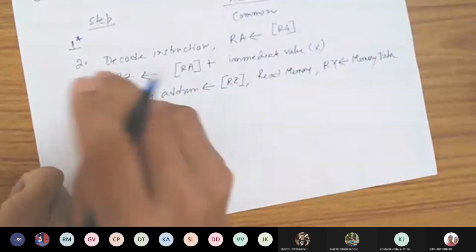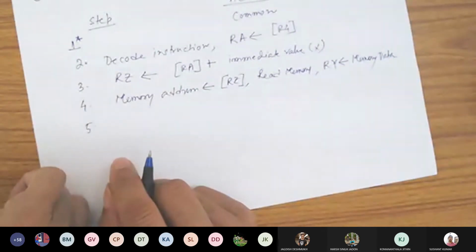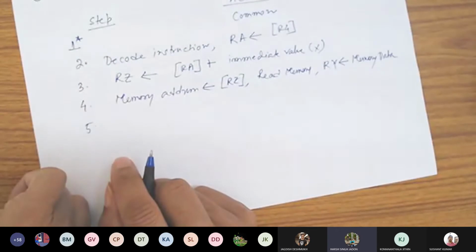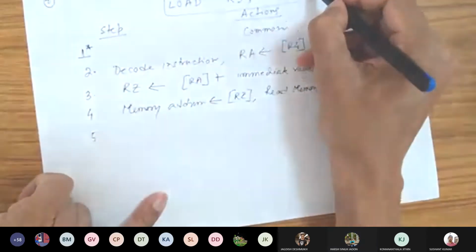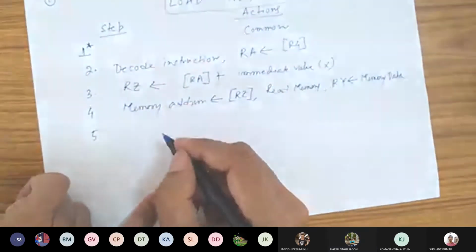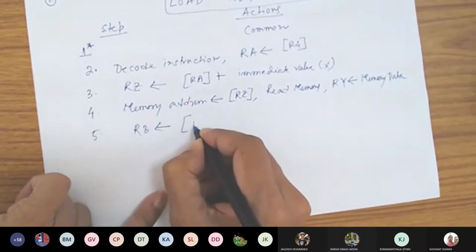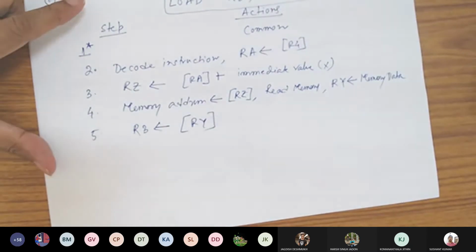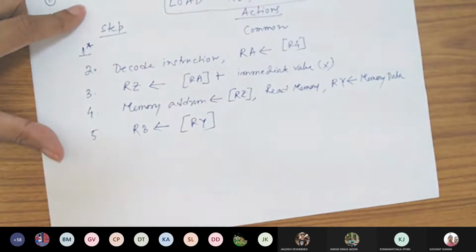Fifth stage. Load into RF. Tell me the RTN for this instruction: register RY transfer goes to R3. Yes, R3 equals RY. Correct? Yes. And this first one is common.